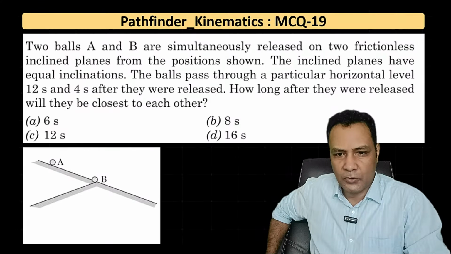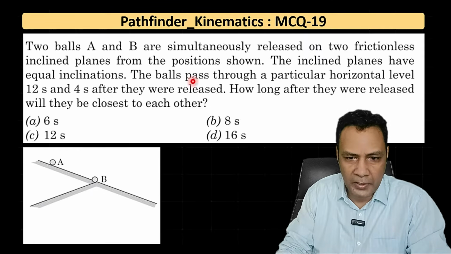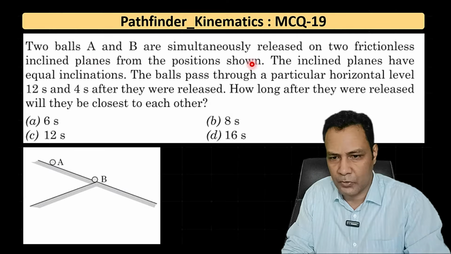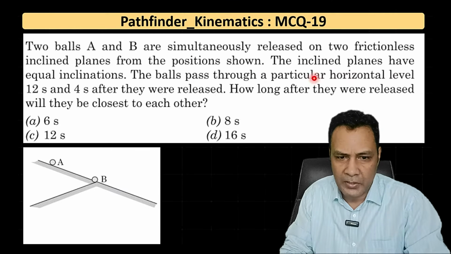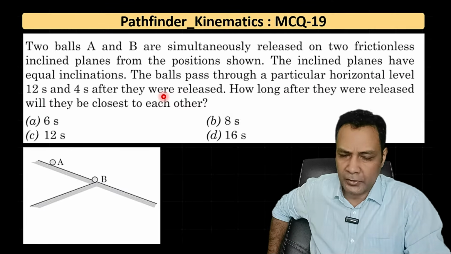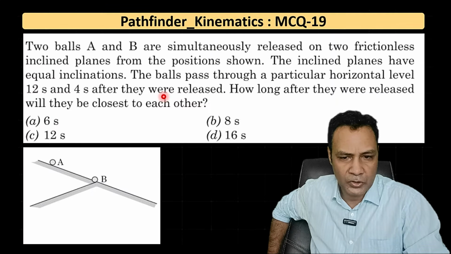Let's see this question of Pathfinder from the Kinematics chapter. It's MCQ question number 19. The question states: two balls A and B are simultaneously released on two frictionless inclined planes from the position shown. The inclined planes have equal inclinations. The balls pass through a particular horizontal level 12 seconds and 4 seconds after they were released. Find how long after they were released will they be closest to each other.